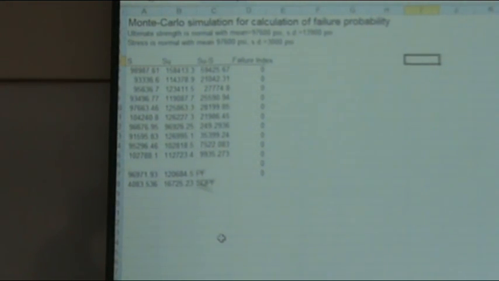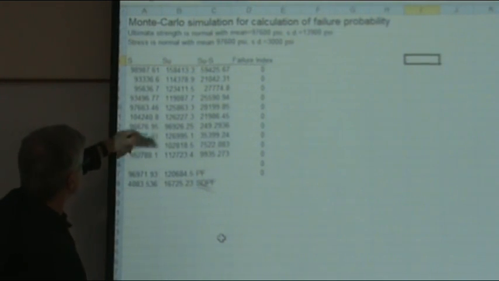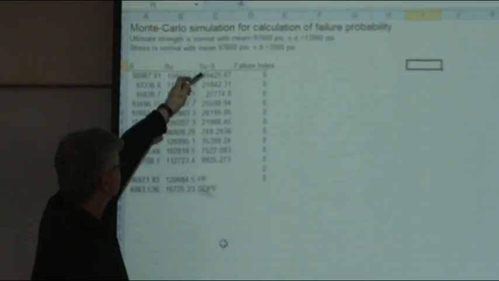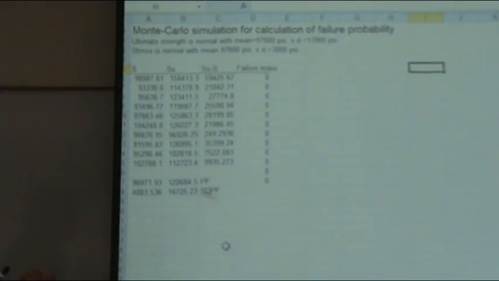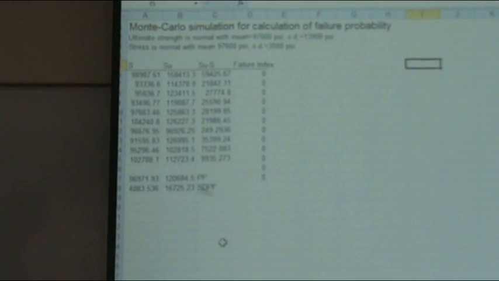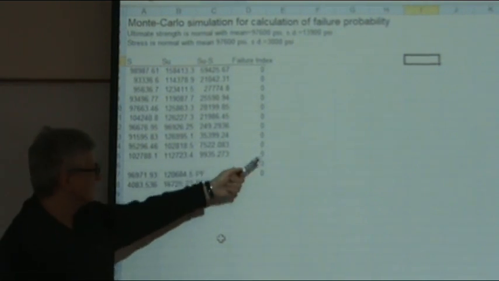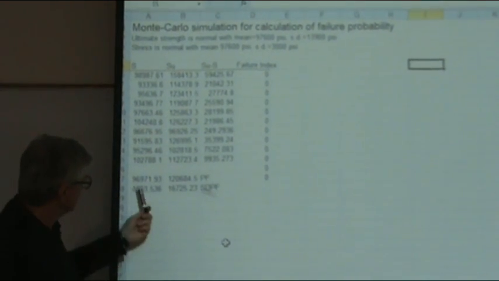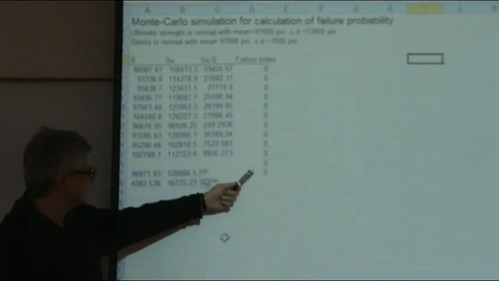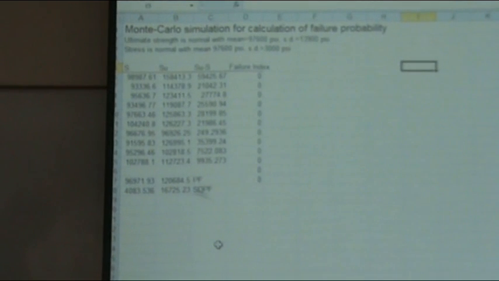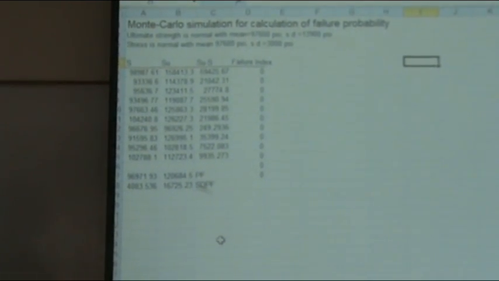Okay, and we have 10 numbers for stress, 10 numbers for strength. We have the difference. Now, if the difference is positive, there is no failure. If it is negative, you have failure. Now, based on this, no failures are observed. So this is a good sign, but the probability of failure cannot be zero, right? So we need more replications.